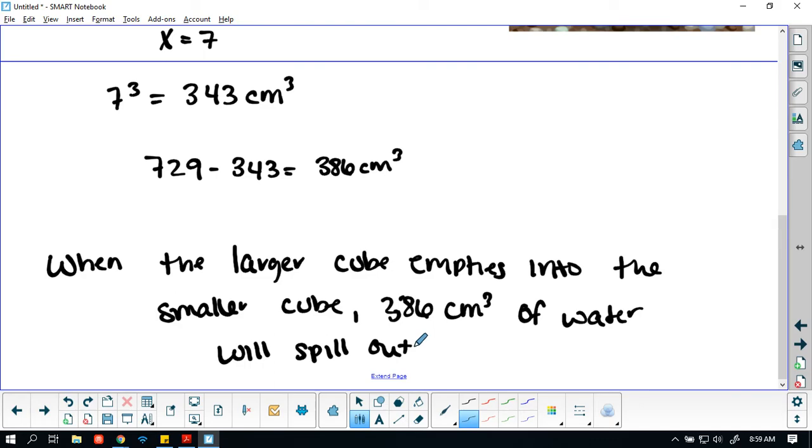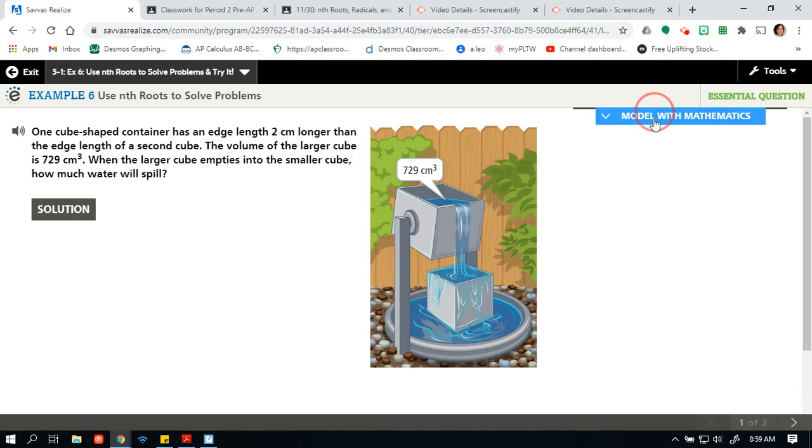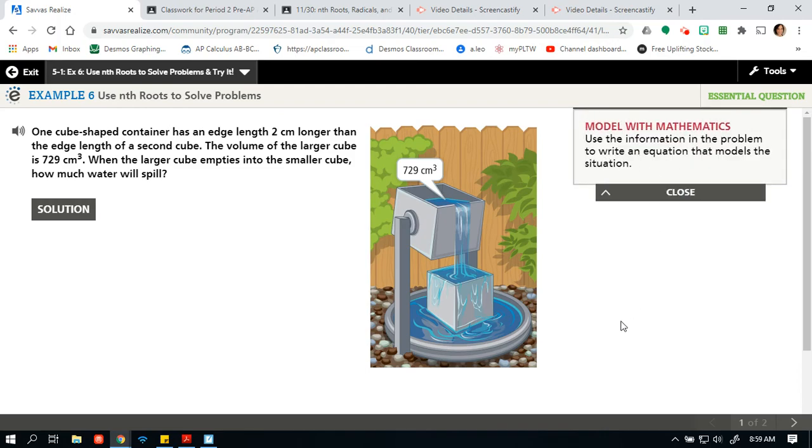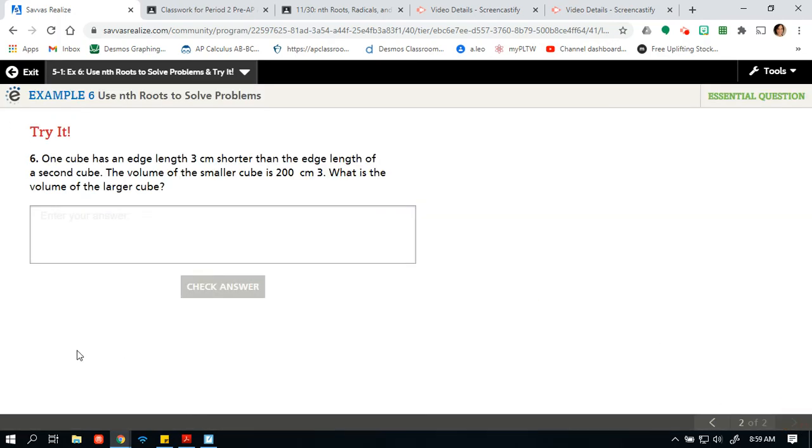All right. So use the information in the problem to write the equation that models the solution. Right, in this one you have one cube with an edge 3 centimeters shorter than the edge length of the second cube. The volume of the smaller cube is 200 centimeters cubed. What is the volume of the larger cube?